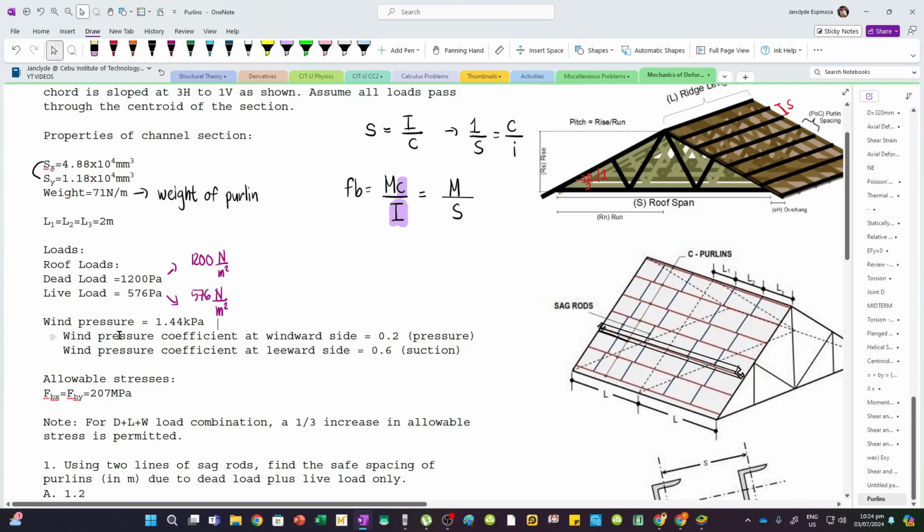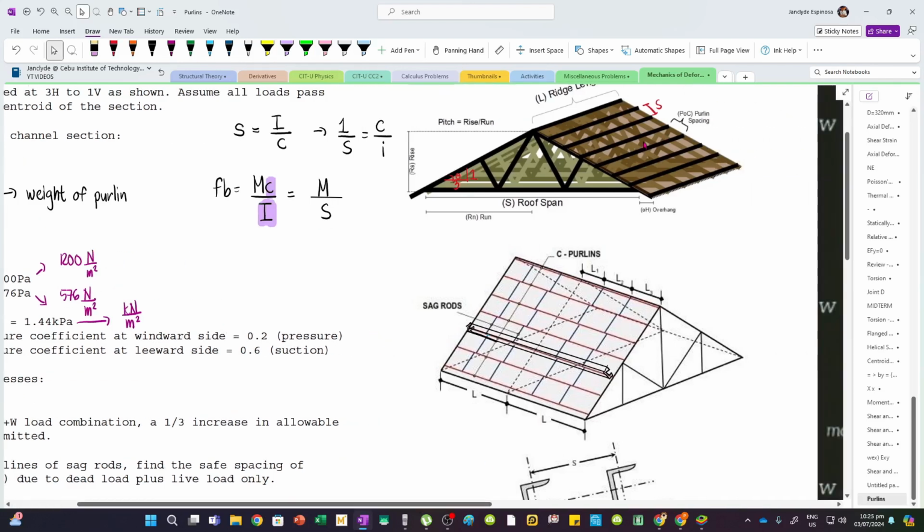Now we also have a wind pressure, which is 1.44 kPa. So this is kN per m squared. Now for wind pressure, you have to account the coefficients. Now it varies when you're considering the windward side and when you're also considering the leeward side. Now here we have a wind pressure coefficient at the windward side of 0.2. So this induces pressure. So sir, ano yung ibig sabihin ng windward? So for example, you have this system, yung windward introduces pressure. So parang paganyan yung load niya.